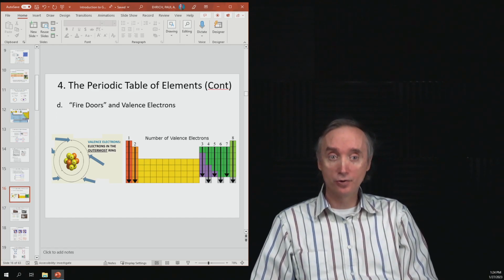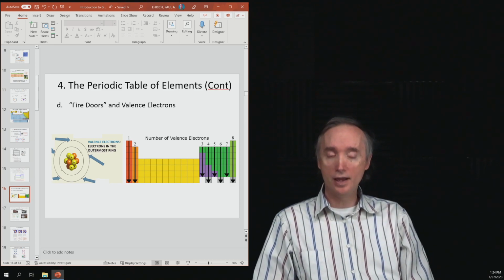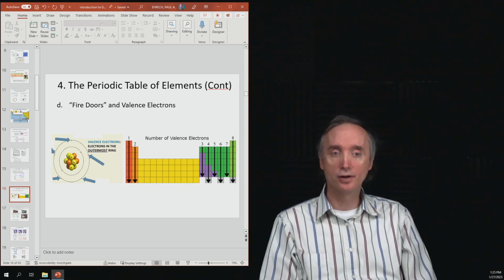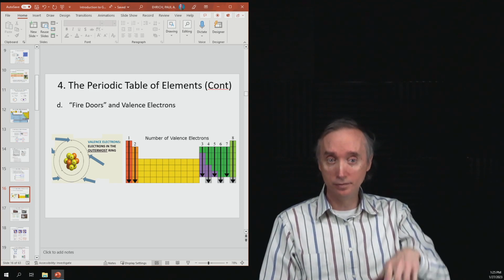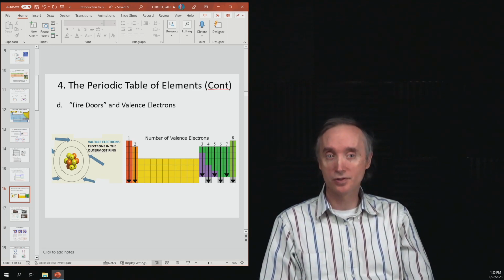So the fire doors close, and that seals off the first floor. So what does that leave you with? So 3 minus 2 is 1. So now you've got 1 extra electron that's in the 2s orbital, and it is going to be a valence electron. So that particular electron is going to participate in chemical reactions. The 2 of them that are underneath it would not participate in chemical reactions.